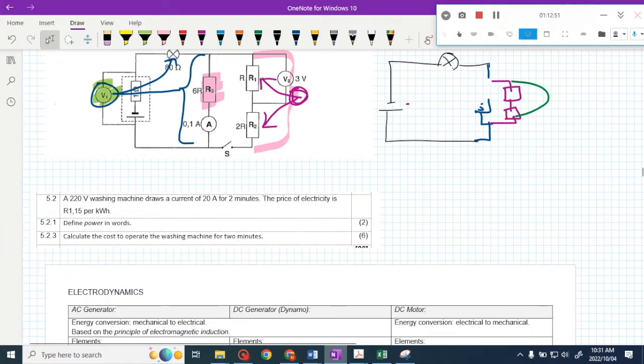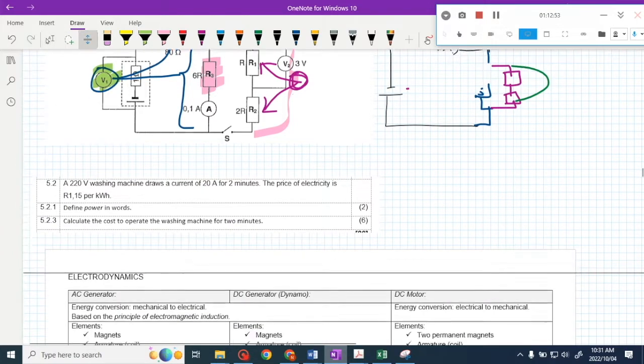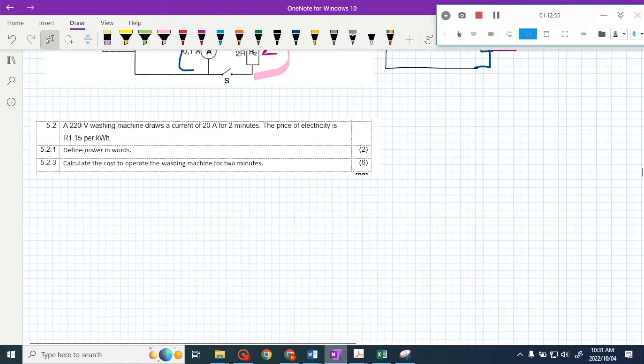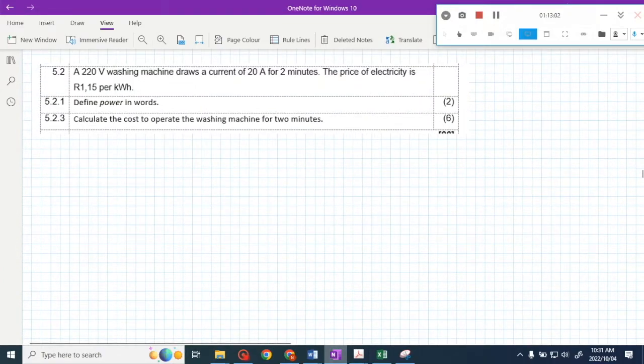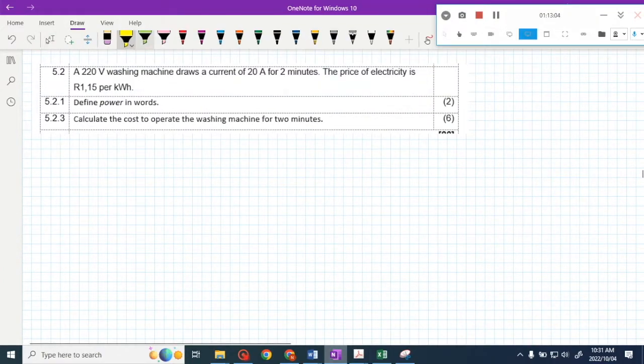It was taken from a grade 11 paper. But if they really want to, they can ask you to calculate the cost of anything that is using up electricity. They say, you guys don't have this question, but they say there's a 220 volt washing machine that draws a current of 20 amperes for 2 minutes. The price of electricity is 1 rand 15 cents per kilowatt hour.